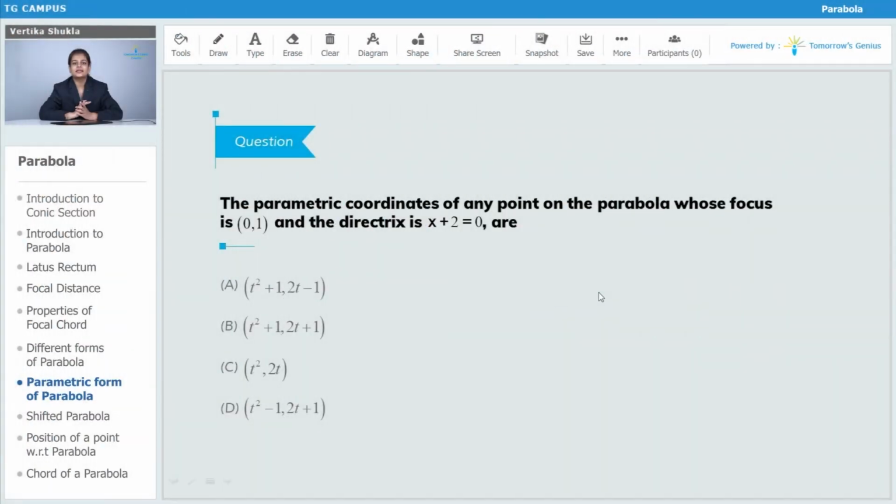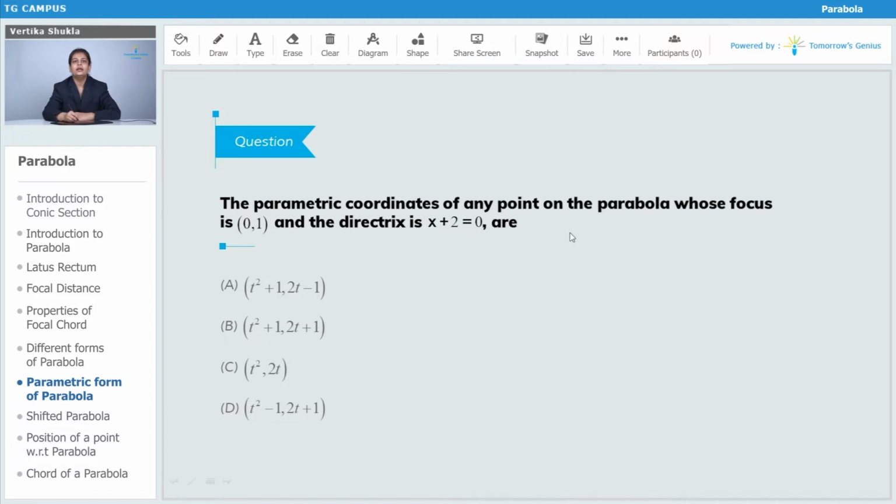The question that we are discussing now says: the parametric coordinates of any point on the parabola whose focus is (0, 1) and whose directrix is x + 2 = 0 are. The two things given in this question are the coordinates of the focus and the equation of the directrix. Now, when we were discussing the definition of the parabola, we discussed the definition in terms of focus and directrix. And what was that definition?